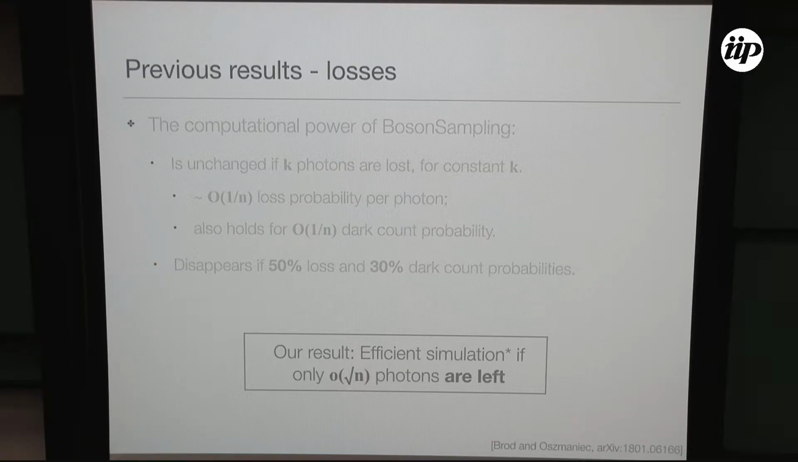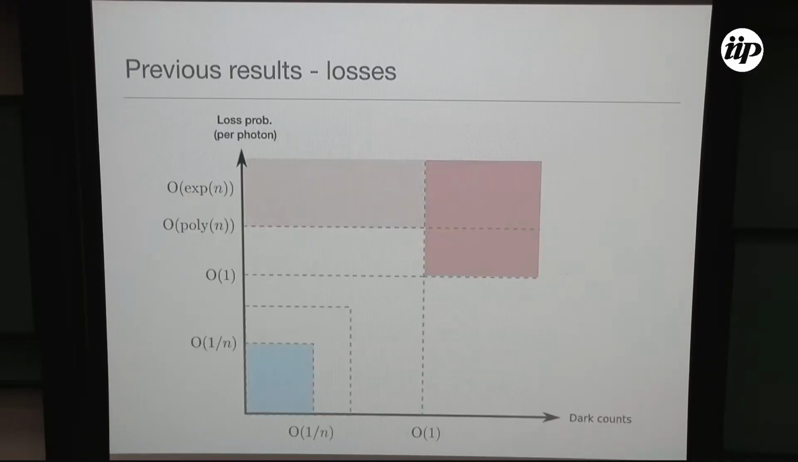We give an efficient classical simulation of boson sampling if only order square root of n photons are left. You prepare n photons, and only square root of n make it to the end of the experiment. If that happens, then you have an efficient classical simulation. This means we've pretty much closed off another chunk of this region where you can't get any computational advantage with boson sampling.